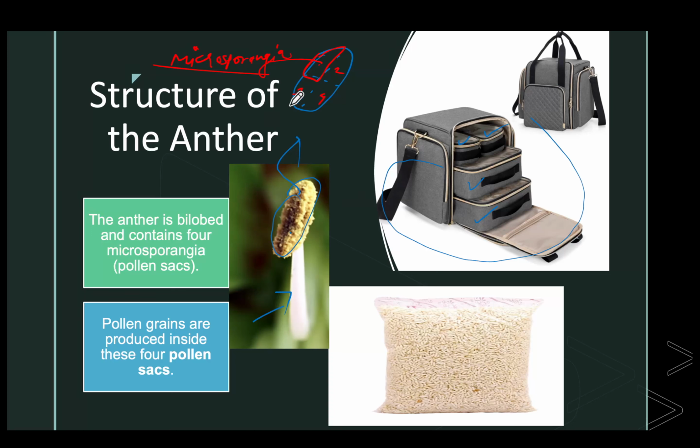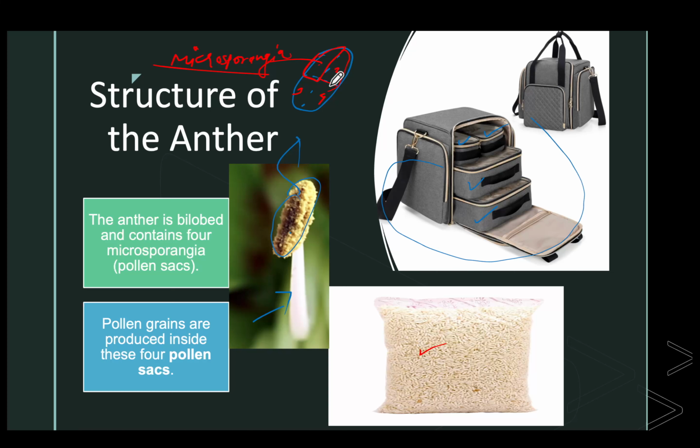Now what is present inside these 4 chambers or 4 compartments? Any idea? Imagine that these spaces, or compartments, in the bag are filled with puffed rice. Similarly, inside these empty chambers, what is present? Pollen grains. Yes, you heard me right. So pollen grains are produced inside the microsporangia.